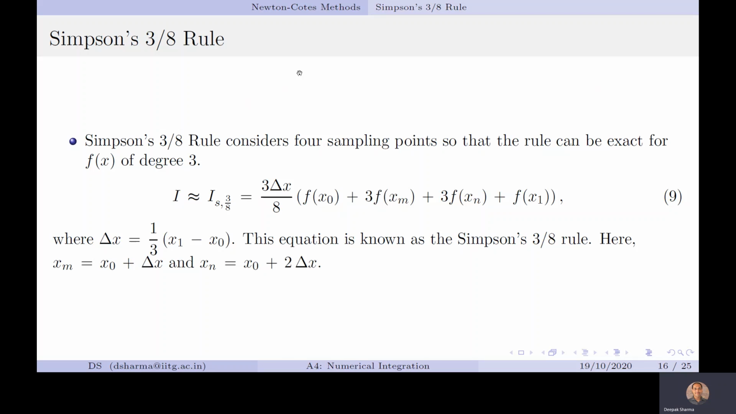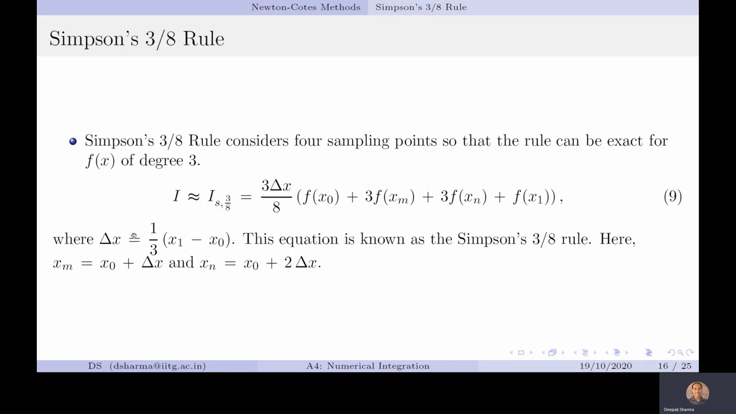Now let us come to Simpson's 3/8 rule that considers 4 sampling points so that the rule can be exact for f(x) of degree 3. So what is the formula here? 3 delta x divided by 8, in this case f of x0 plus 3 times f of xm plus 3 times f of xn plus f of x1. Looking at the formula, you can see that we don't need any for loop here. Directly calculating the formula, adding up, and multiplying by 3 delta x divided by 8, we will get Simpson's 3/8 rule.